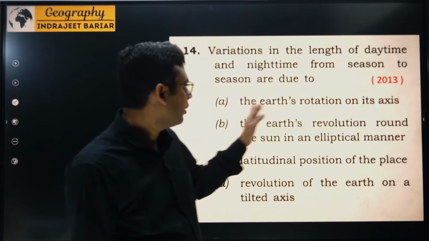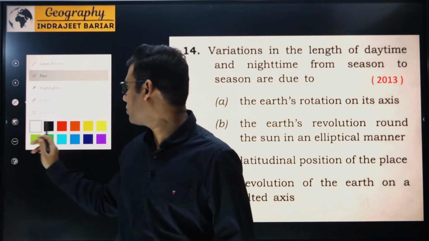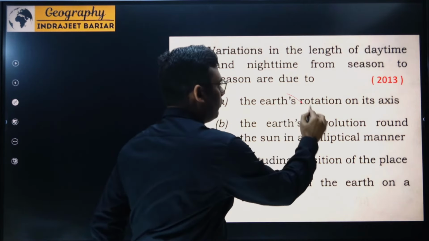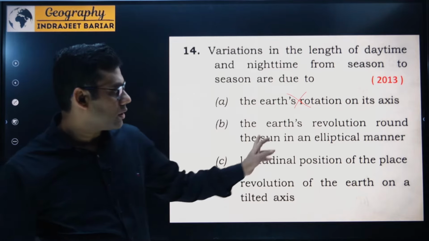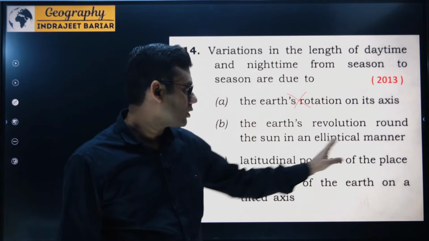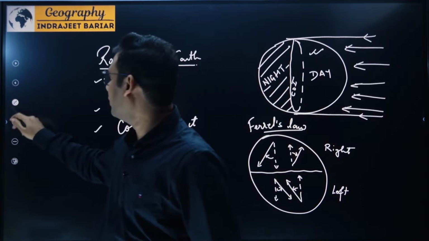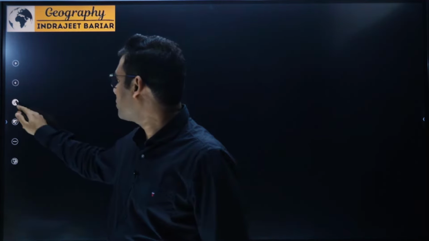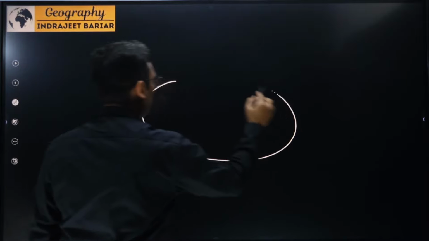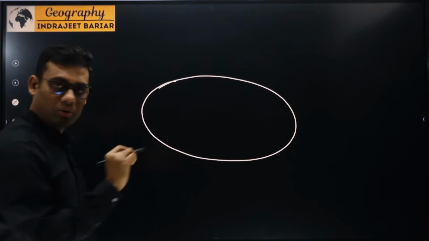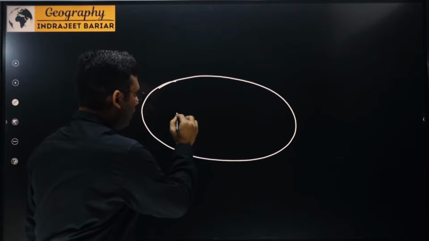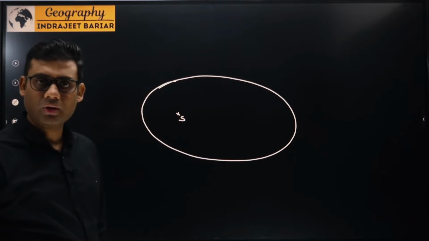So over here, Earth's rotation on its own axis. Okay, this definitely is not the answer. Second is Earth's revolution around the sun in an elliptical manner. So in this case, what I see is the Earth moving around the sun in an elliptical orbit with the sun at one of its foci.